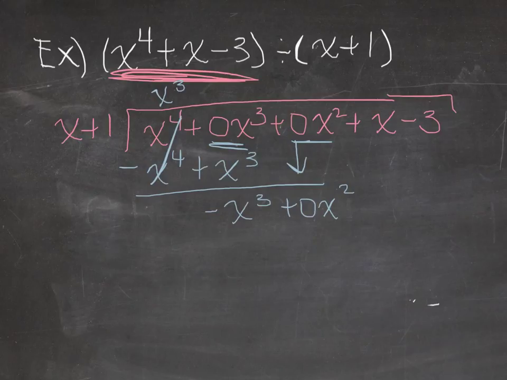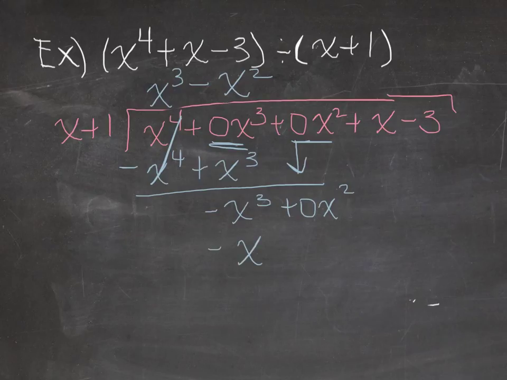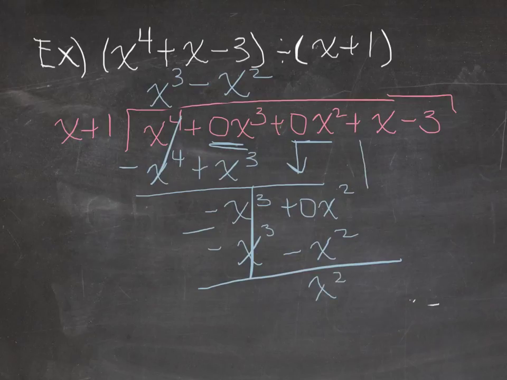Now I divide again, so what times x will give me negative x cubed? Well, that would be negative x squared. And then I multiply, this is kind of messy. So negative x squared times x will give me negative x cubed, and negative x squared times 1 will give me negative x squared. And then again I subtract, so these will cancel out. And then this will become 0 minus negative x squared, so it'll be a positive x squared. And then I have to bring down plus x, and then I continue on.